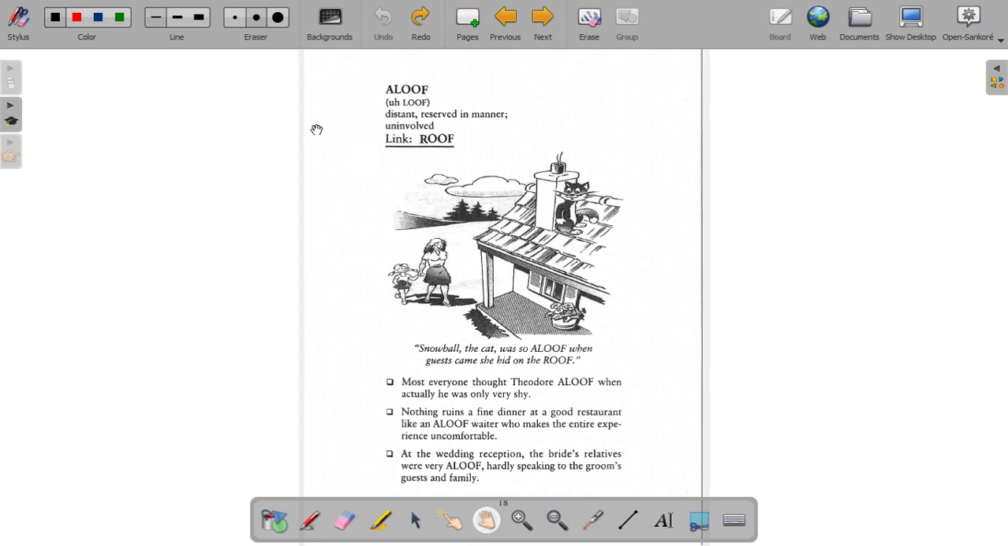Okay. Aloof means distant, reserved in manner, uninvolved. So think of roof, aloof. So Snowball the cat was so aloof when guests came that she hid on the roof. So someone who's aloof thinks that they're either better than other people, or perhaps they just could be shy or something like that.